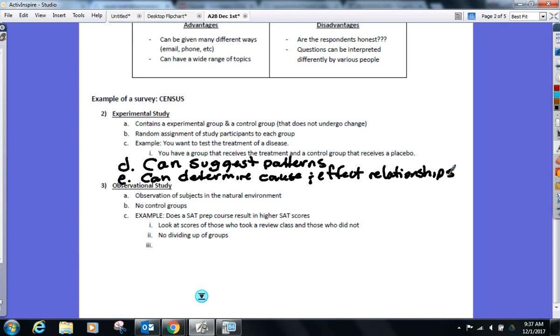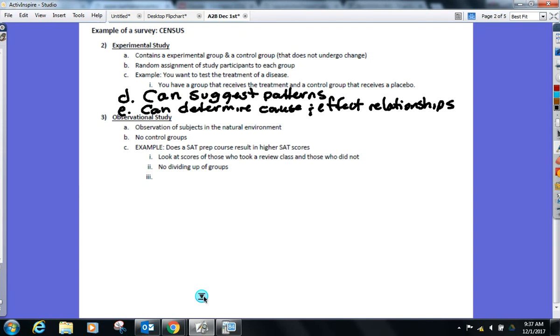The third and final way you can do a study is called an observational study, where literally you go in and just observe. You do not affect the environment one bit. You don't break them up or anything. Take a look at the example I have. Does an SAT prep course result in higher SAT scores? I'm not breaking you up into groups. All I'm going to do is look at data that says these guys took the SAT course, these guys did not. Let me compare their SAT results. I'm just going in and comparing the data without separating everybody into groups.